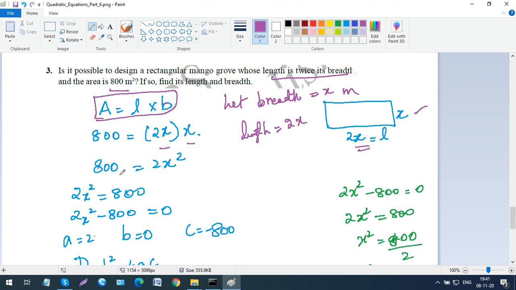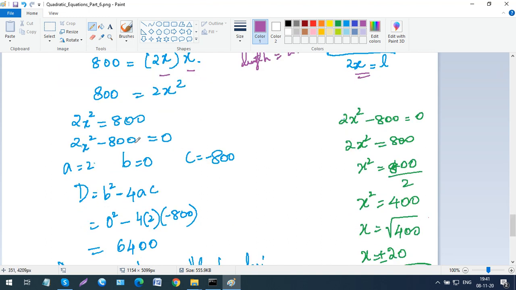So you are getting 800 is equals to 2x square, or you can write 2x square is equals to 800. Now let me move the 800 to the other side. So I get 2x square minus 800 is equals to 0. Now if I want to write this in terms of like ax square plus bx plus c equals to 0, the term attached to the x square is 2. So a is 2. There is no term attached to the x, right? So you have b as 0. And c is minus 800. So I have written this.